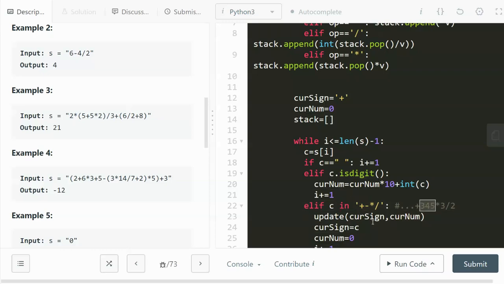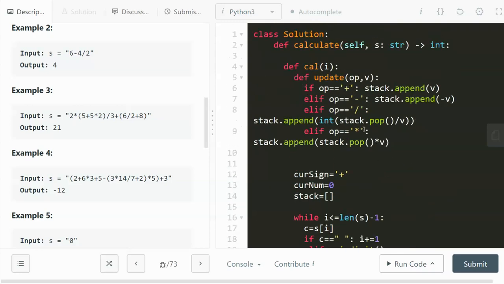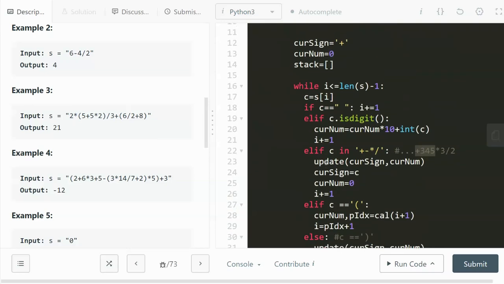Current number is going to be 345. So we're going to update these two pieces and then put that into the stack. That's why we have the update, and current sign is actually the one before the multiple sign that we are at right now. After updating these pieces, we update the current sign to be the current character, which in this case is going to be a multiple sign. And then we put the current number back to the default, which is 0.